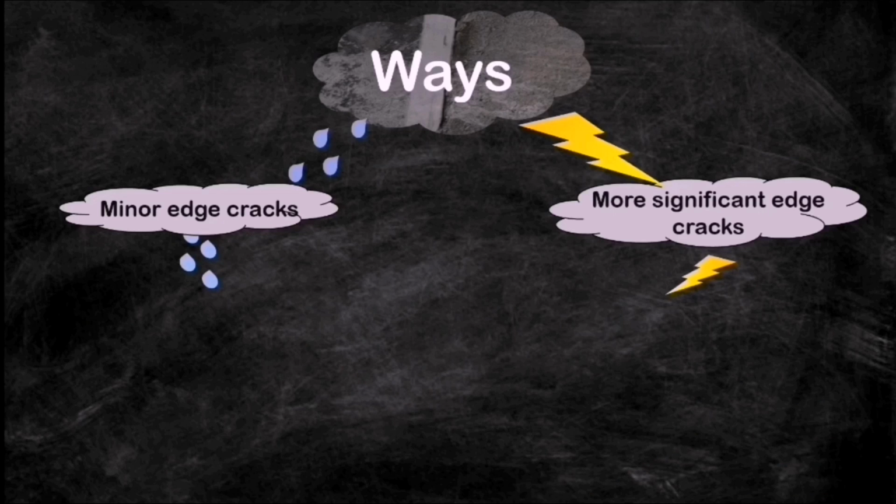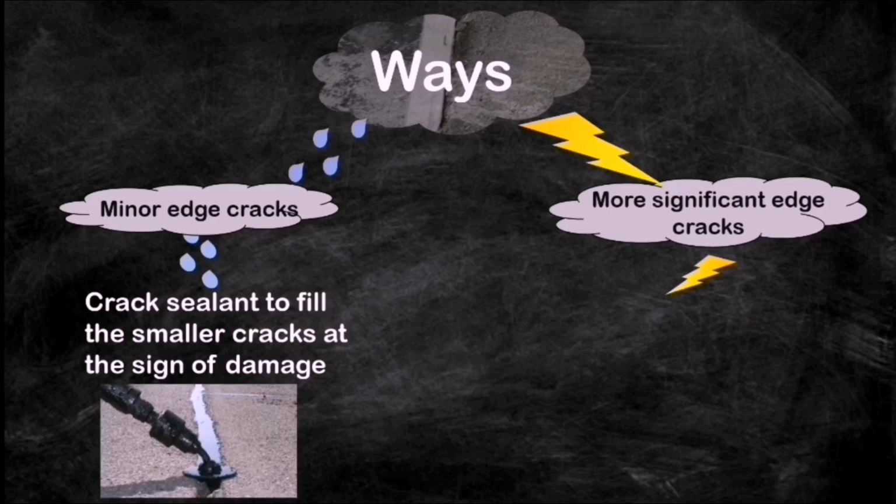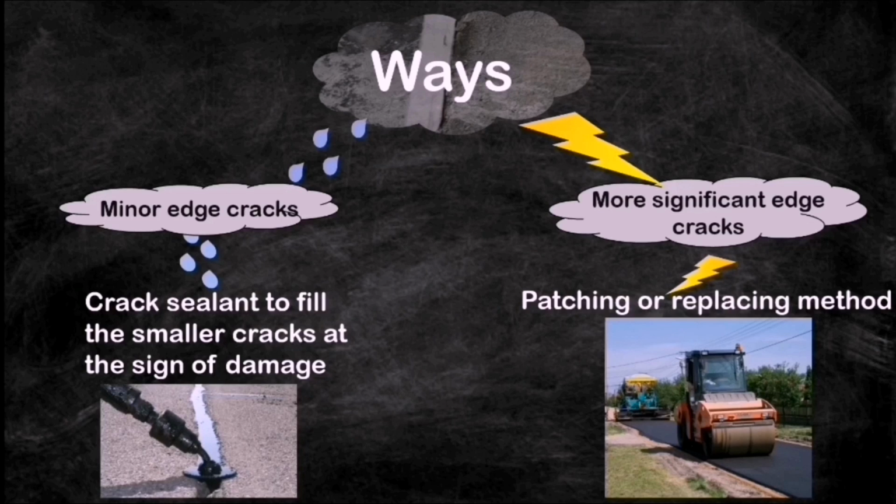There are two ways that can be done in order to fix the edge crack. For a minor edge crack, it is necessary to use a crack sealer to fill the smaller cracks at the site of the damage in order to prevent further deterioration. For more significant edge cracks, patching or replacing methods are needed to fix the damage in order to solve the root cause of the edge crack.